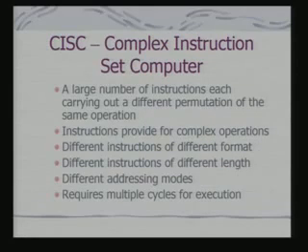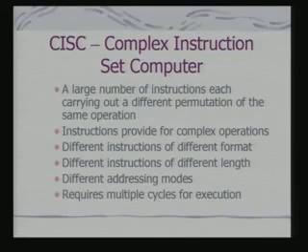Next, we come to the concept of CISC. CISC is a complex instruction set computer. A Pentium processor, which is used in your PC, is an example of a CISC processor. What are the characteristics of CISC processors? In fact, your 8086 and other processors of that same family, 68000, they all satisfy the properties of CISC.